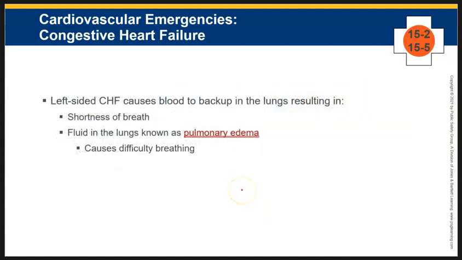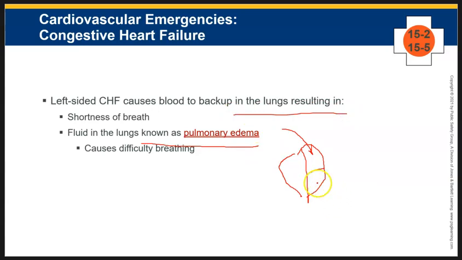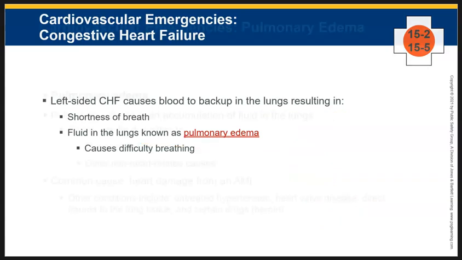Left-sided CHF, failure of the pump on the left side to move blood out into the body, is going to cause a backup at the top of the left atrium of the heart, where blood has been returning from the lungs. Consequently, any backup through the left side of the heart, left atria and left ventricle, is going to lead to pulmonary edema. We're going to end up with fluid building up in the lungs because we can't adequately exit the blood from the left side of the heart and pump it to the body.